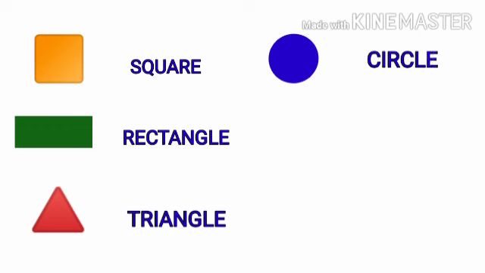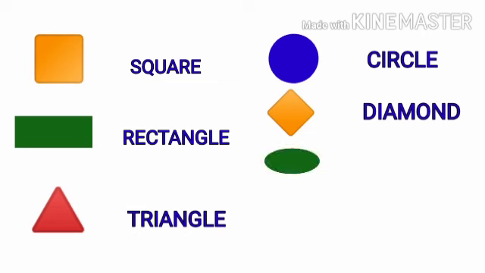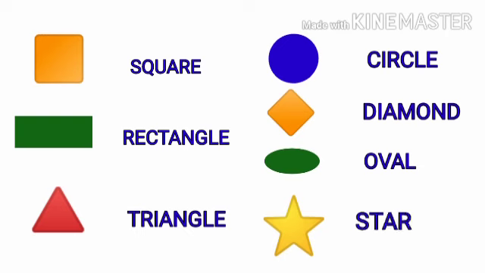The next shape is circle. C-I-R-C-L-E, circle. The next shape is diamond. D-I-A-M-O-N-D, diamond. The next shape is oval. O-V-A-L, oval. The next shape is star. S-T-A-R, star. Is it clear children?